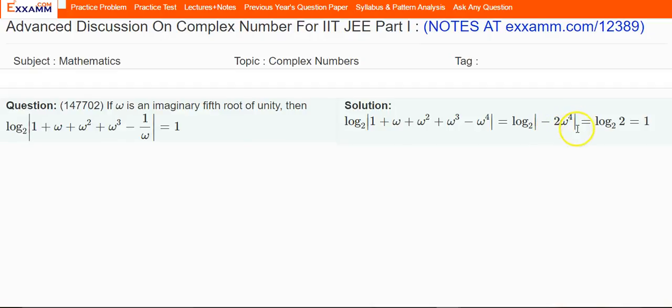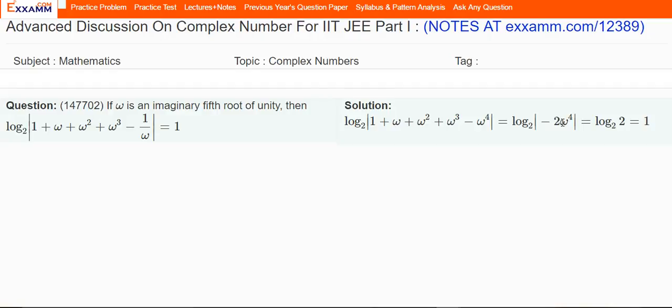Minus 2 omega to the power 4. Now what is the value of the modulus of this number? It is equal to the modulus of minus 2 multiplied by the modulus of omega 4. The modulus of minus 2 is 2. And what is the value of the modulus of omega 4? It would be 1, because the modulus of omega is equal to 1, it being the fifth root of unity, one of the roots of unity.